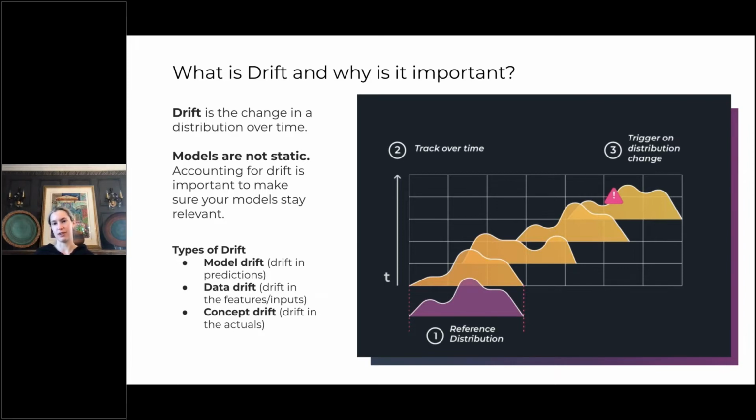The main types of drift that teams tend to track for are overall model drift, which is a drift in the predictions, data drift, so any drift in the features, the inputs, and then what's known as concept drift, which is a drift in the actuals. So if you do have your actuals back, you can look at drift in your actuals as well.